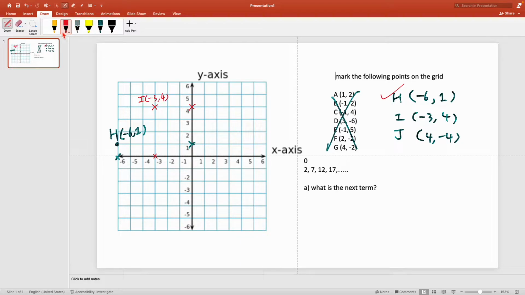Okay, one more. J. 4. Okay, good. 4 first, and then? Negative. So where they meet? Here. Very good. So this is your J, 4 and -4. Are you clear? So that's how you find the points. Are you clear? Okay, good.